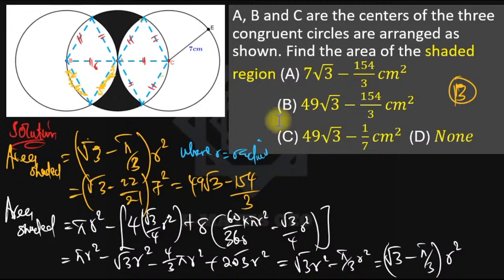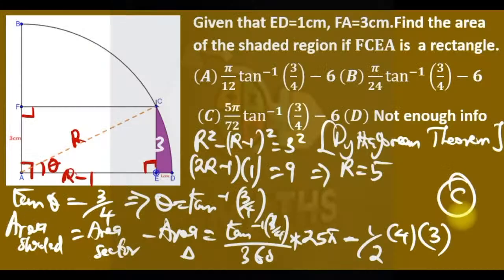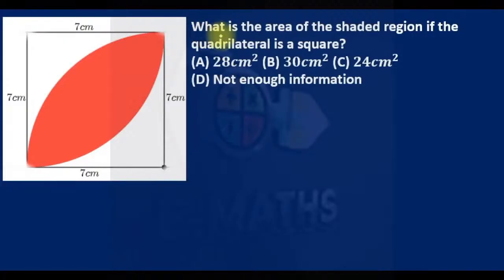So you can apply this formula, just try and memorize it. See, it's a very nice question. We're asked what is the area of the shaded region if the quadrilateral is a square. Okay, I will solve fast using a formula.